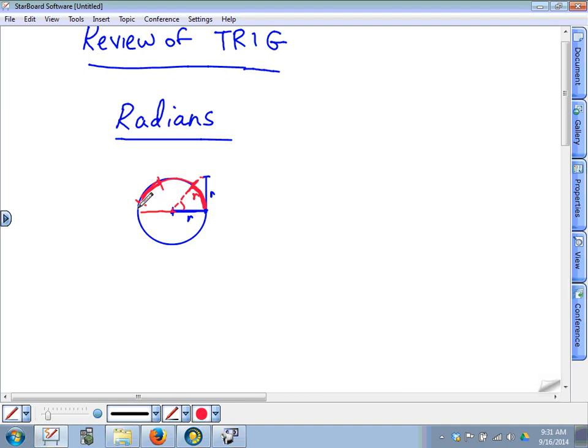What's a number that's very famous in mathematics that's 3 plus a little bit more? Pi. So half of a circle is pi radians. Pi radians is half a circle. What would a full circle be? 2 pi. A full circle is 2 pi.